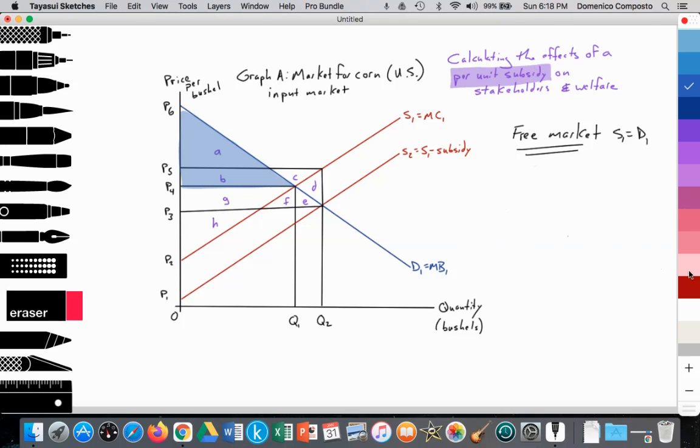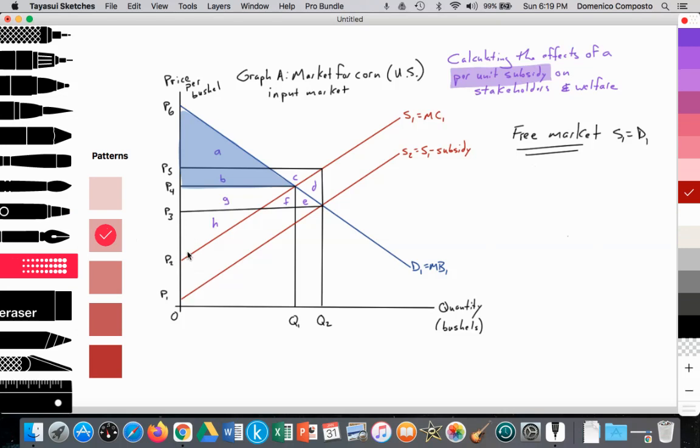So let's illustrate that area. And here we want to follow our supply curve, S1, up to the free market equilibrium price, in this case P4, and that will illustrate the producer surplus. So the cost of producing this quantity versus the price received by the firm. So the producer surplus kind of illustrates the profit to the firm, or in this case, farmers that produce corn.